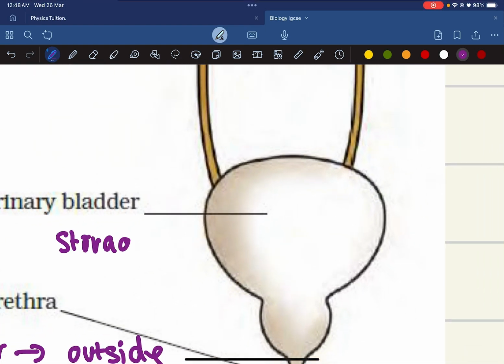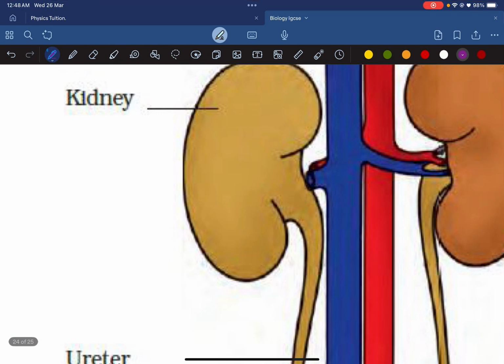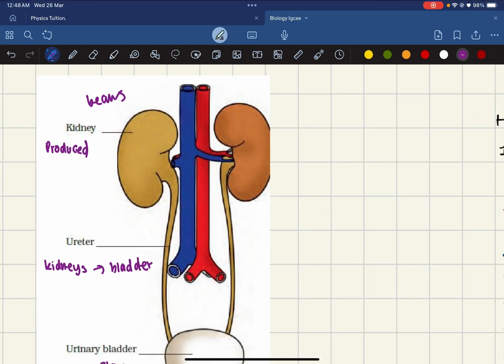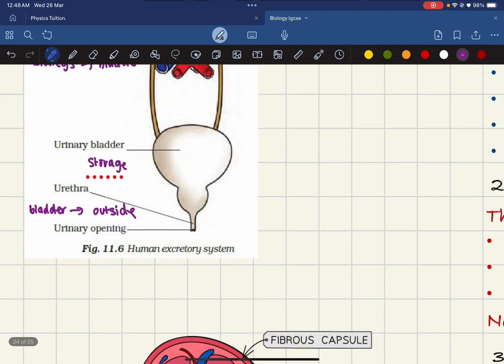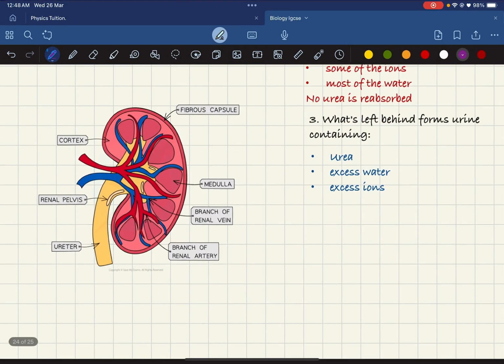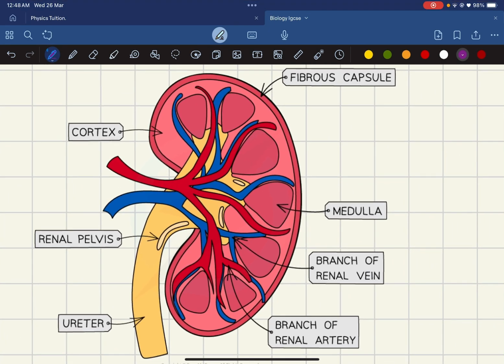It's your storage, and the kidneys are the factory, you can say. It's where the urine is produced. It is produced from here, then transported into the storage room, and from the storage room it goes outside when it's needed. Now next, another kidney diagram we have over here.